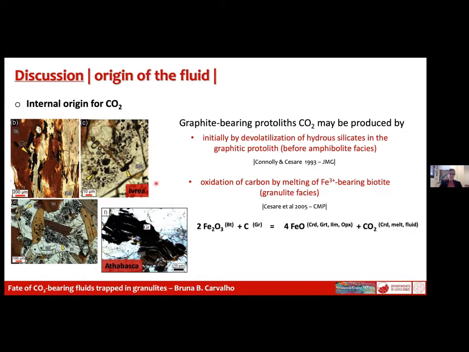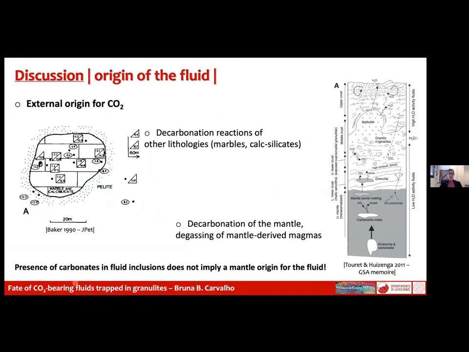As you can see here, the petrographic evidence of graphite in these rocks is very clear. And so this is a possibility in these two cases. Another possibility is an external origin for the CO2. So this can happen as a result of decarbonation reactions of other lithologies in the sequence, such as marbles, calc-silicates, but also as the carbonation of the mantle and the degassing of mantle-derived magmas. I have to emphasize that this is maybe a possibility for the Gruf complex, because in the samples from Gruf, we have not observed graphite.